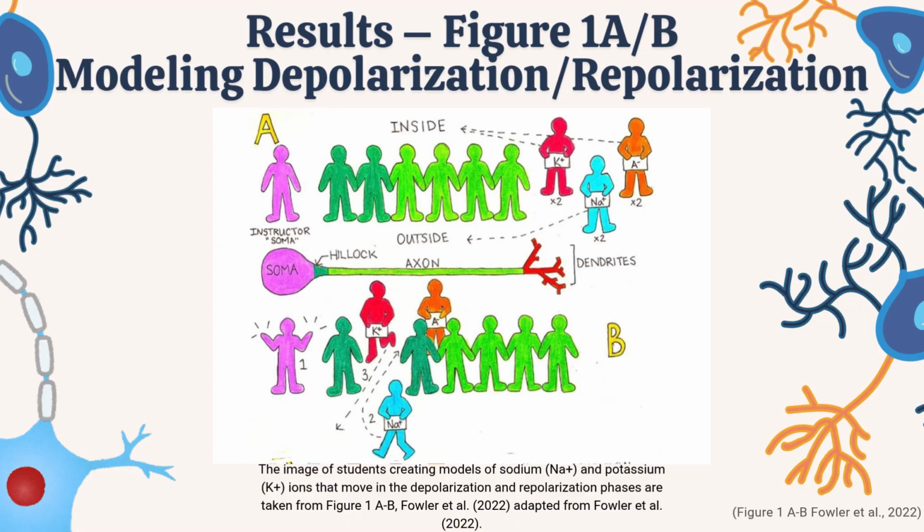Here are some of our results for figures 1A and B, modeling both the depolarization and repolarization. So in panels A and B, the students act out the membrane events. Once the Na+ ion steps into the membrane, it becomes depolarized. When K+ ions leave, the membrane becomes repolarized. Fowler of 2022 states that this movement sequence allows students to correlate ionic flow with voltage changes.